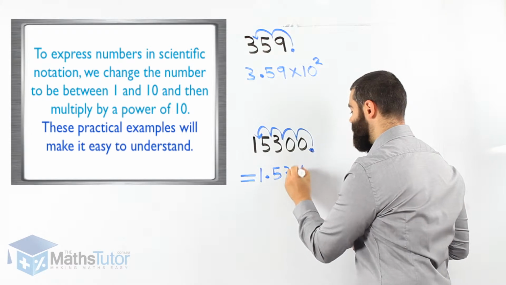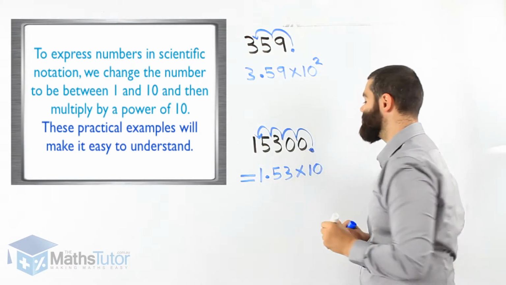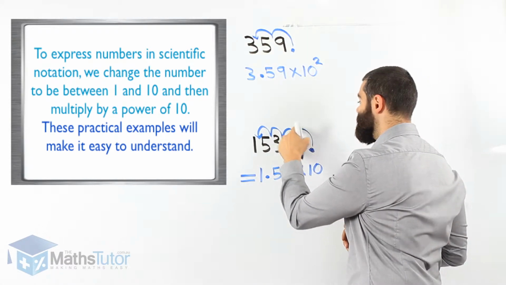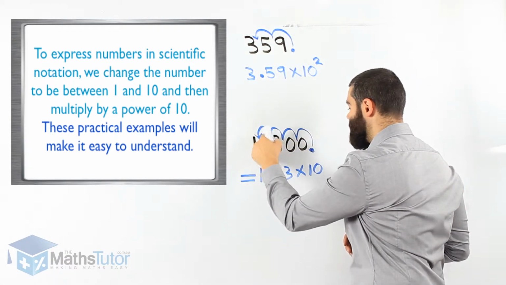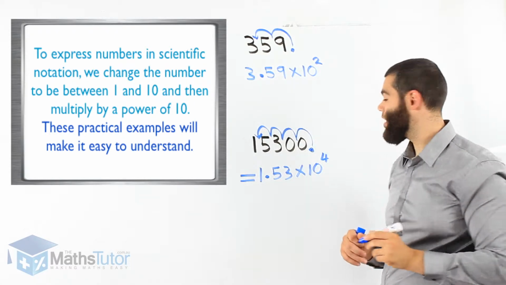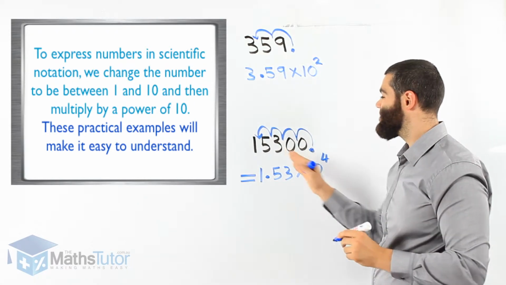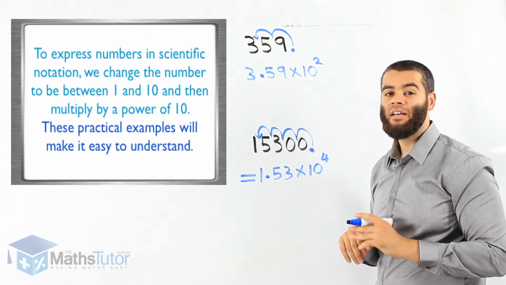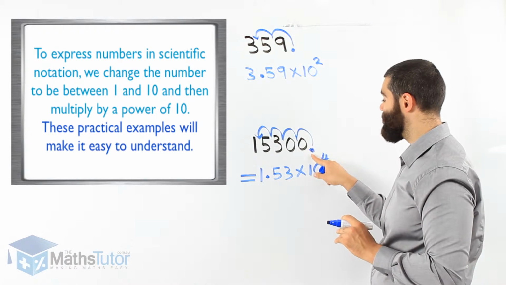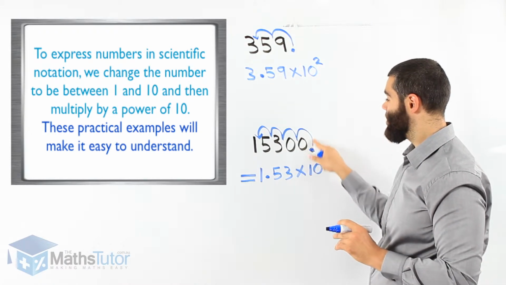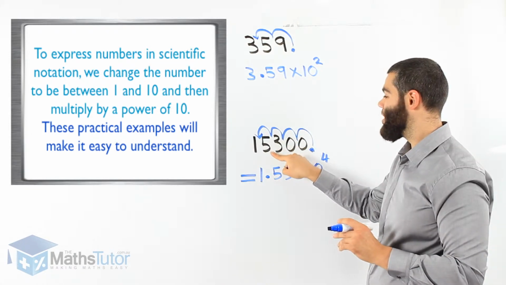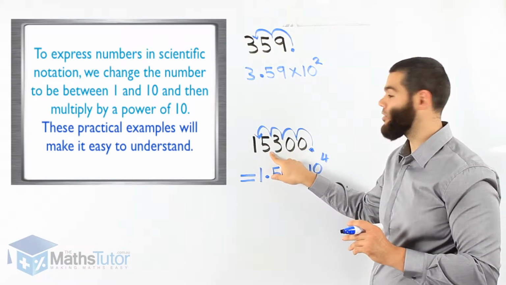1.53 times, always we write 10, 10 to the power of how many jumps? 1, 2, 3, 4. 1.53 times 10 to the power of 4 is exactly the same as 15,300. So remember, we look for the decimal point, we jump, we move it back to make a number between 1 and 10. We can't put it here because that will be 15.3.